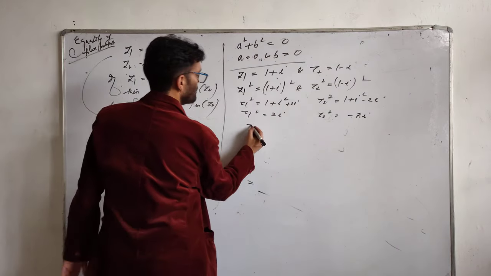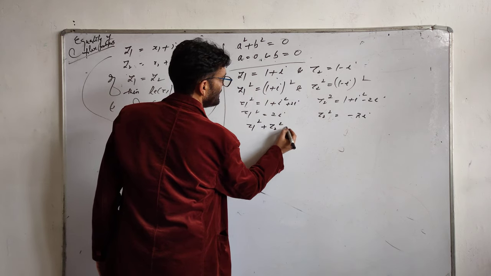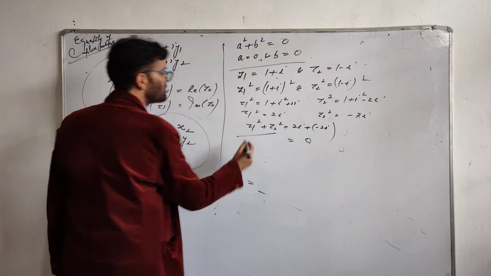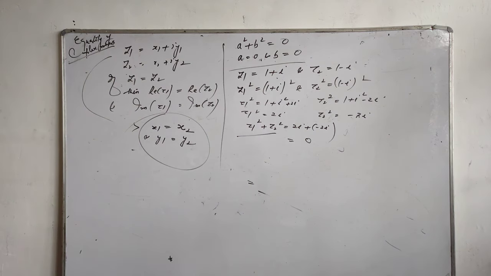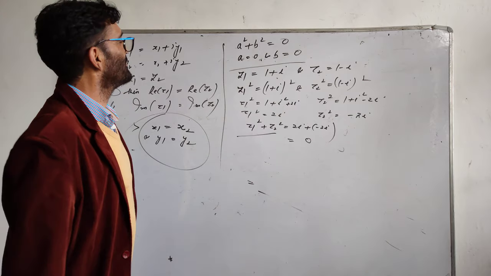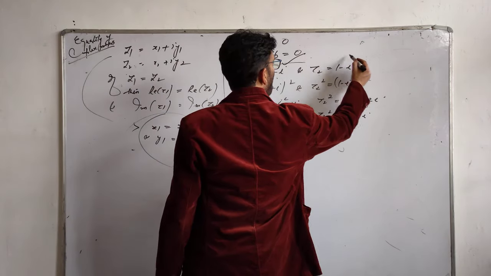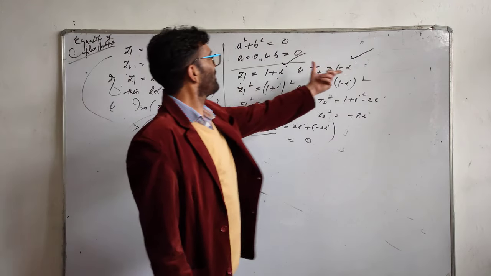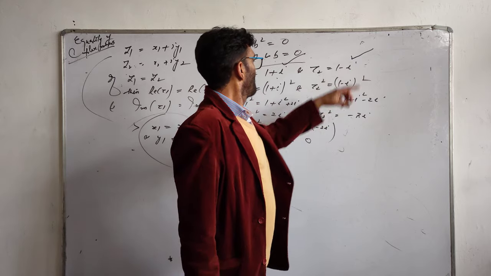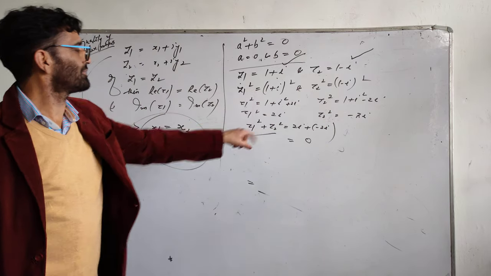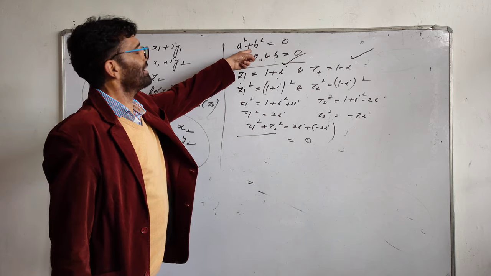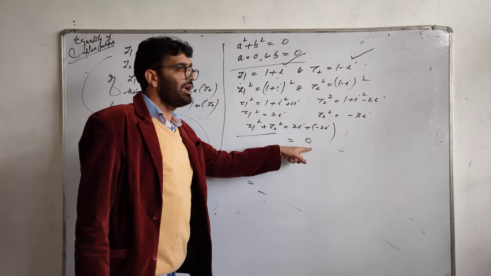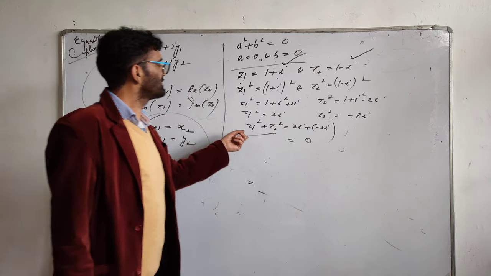Now, adding the two: z1 squared plus z2 squared is equal to 2i plus minus 2i, which is equal to 0. The sum of squares of two complex numbers is equal to 0, but none of them is equal to 0. Z1 is 1 plus i, z2 is 1 minus i; neither is equal to 0. But their sum of squares is equal to 0, which is not true for real numbers. Unlike real numbers, here z1 squared plus z2 squared equal to 0 doesn't imply that z1 is equal to 0 and z2 is equal to 0.